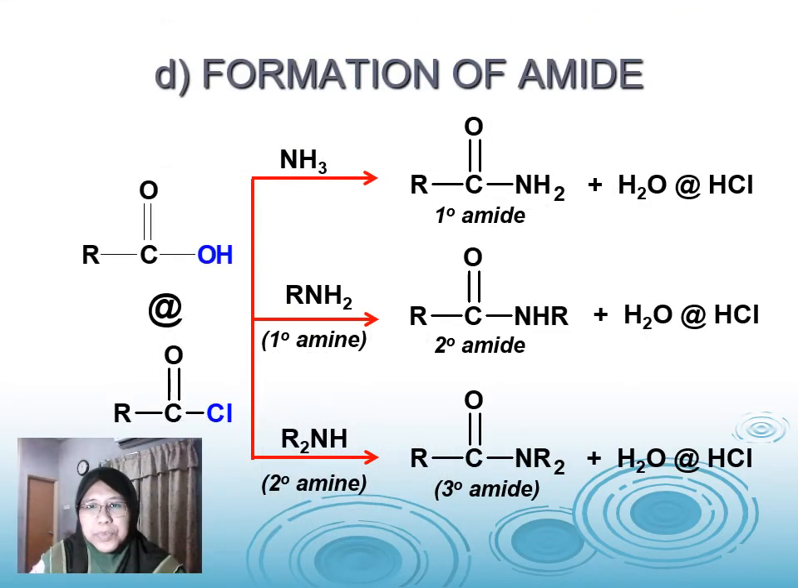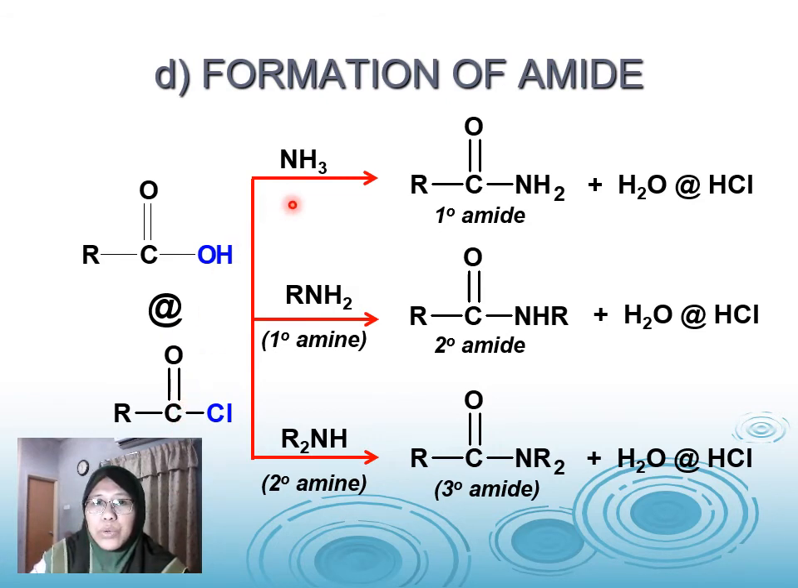Okay, the last part of this lesson is formation of amide, where we can actually produce primary, secondary, or tertiary amide depending on the ammonia and ammonium derivative that we have. And also, the reactant is not necessarily carboxylic acid. We can also use acyl chloride, same as acid anhydride.